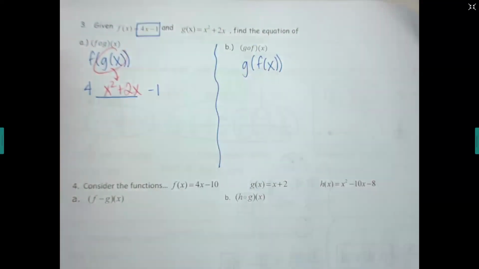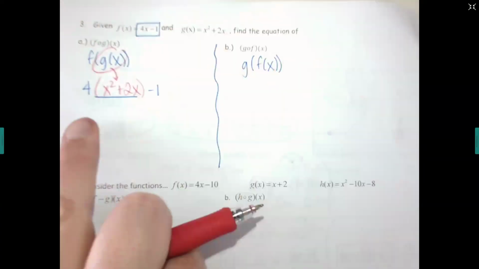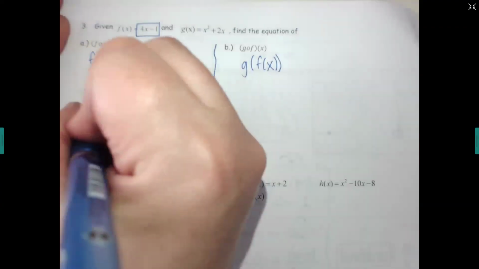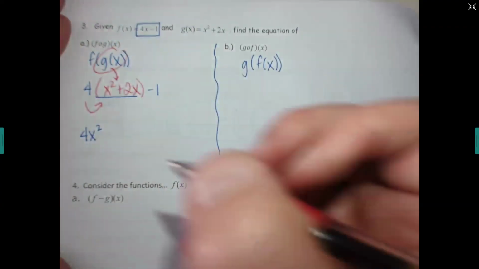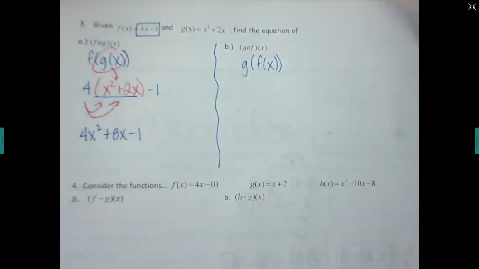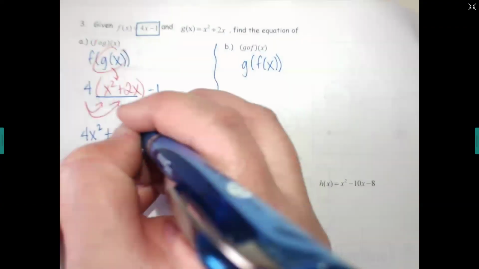X squared plus 2x. Now, quick question: do I need parentheses or no? If there's a number in front of your blank, the answer is yes. The reason is that the 4 really applies to both of these. So 4 times x squared would give me a 4x squared. What about the 4 times the 2x? 8x, and then minus 1. Now, if any of those were like terms, I would combine, but none of them are, so that's your answer.